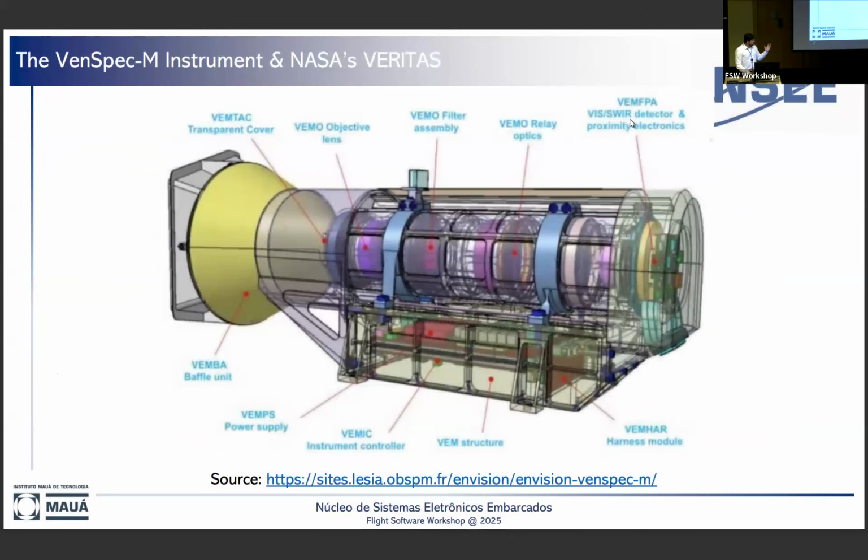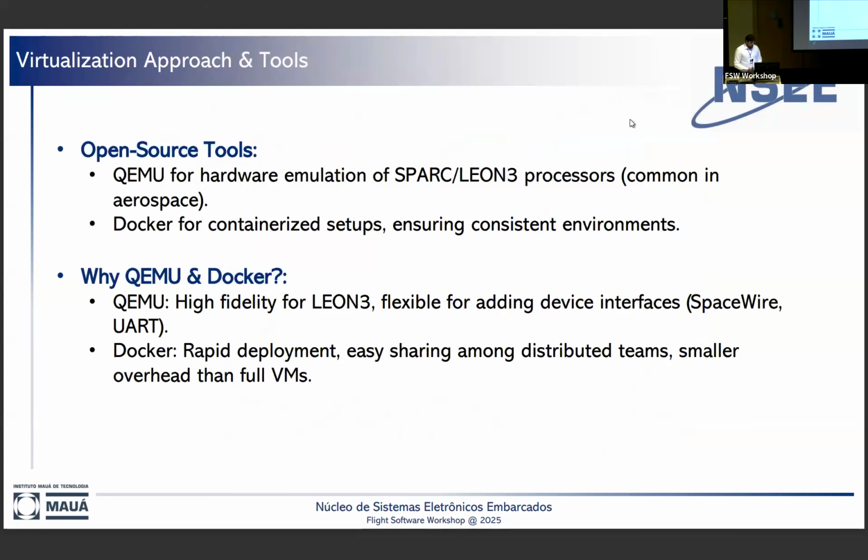And this is what is supposed to be the VenSpec-M. It has the near-infrared spectrography part and the electronic controller. That is what we are trying to emulate. In this process, an important question was which tools to use. Since we are a university in Brazil, we didn't want to use very expensive closed tools, so we chose to use QEMU, which is widely used to simulate computer architectures.